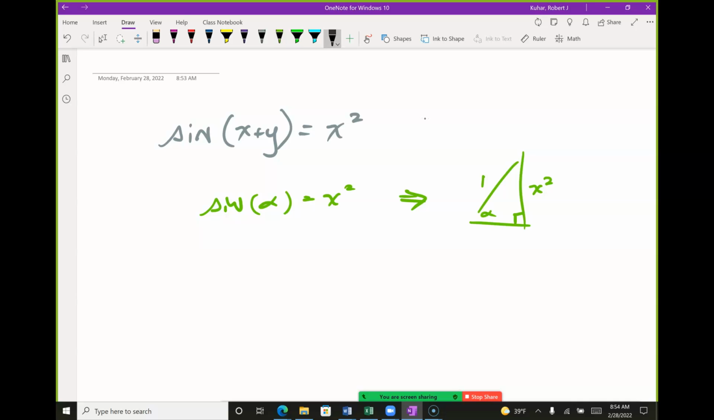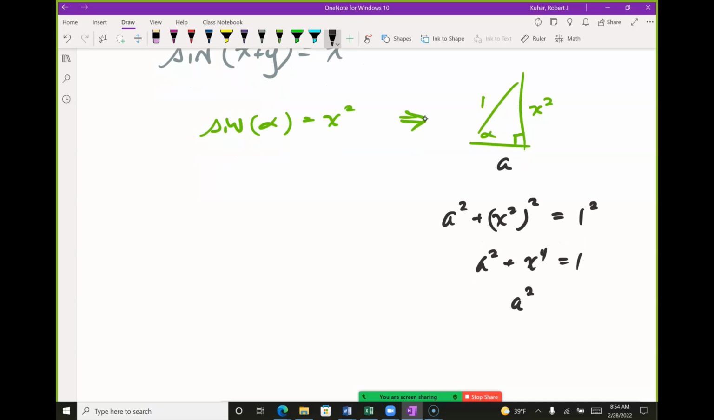Can anybody tell me right away without doing any work at all? Square root of? X to the power 4 plus 1. Almost. Root 1 plus x squared. Nope. Almost. So let me call this side a. Then a squared plus x squared squared equals 1 squared, right? So a squared plus x to the 4th equals 1. Nahum, you had a piece of it there. So a squared is 1 minus x to the 4th, and a is the square root of that.